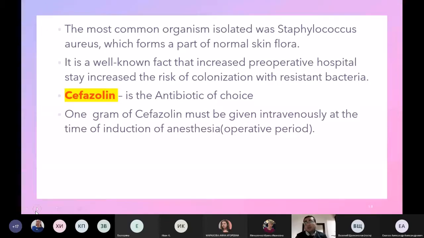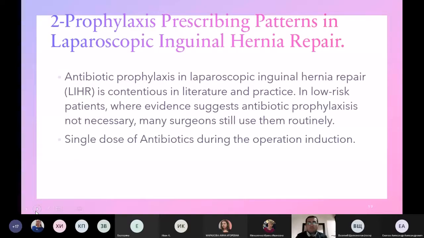Cefazolin, in a lot of literature, is the antibiotic of choice, and also in a lot of hospitals all over the world. How can we use it? 1 gram of cefazolin must be given intravenously at the time of induction of anesthesia, so in the operative period. Also, prophylaxis prescribing patterns in laparoscopic inguinal hernia repair show that where evidence suggests antibiotic prophylaxis is not necessary, many surgeons still use it routinely. A single dose of antibiotics is given during the operation induction.